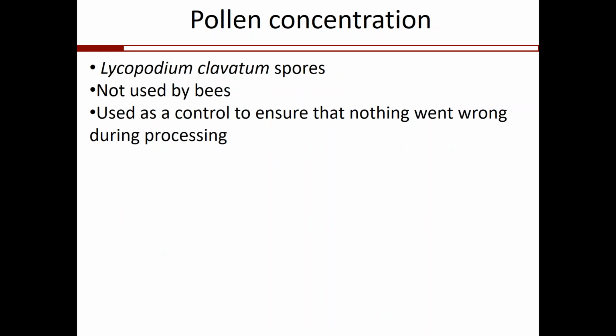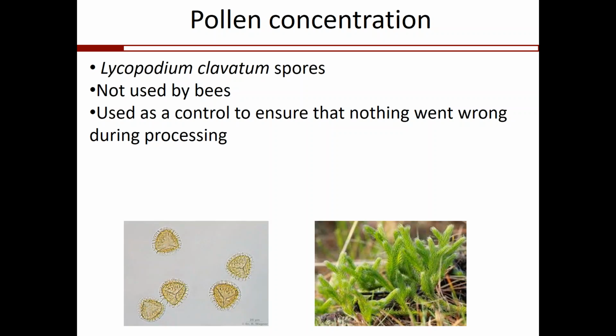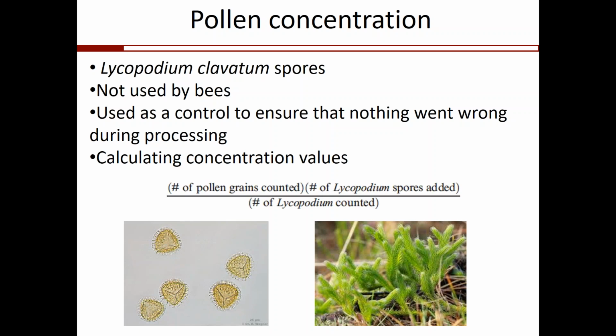So if I'm processing a honey sample and I don't see any pollen at all, and I don't see any lycopodium spores, that means something went wrong on my end while I was processing the sample. However, if I see no pollen, but I see lycopodium spores, that tells me that the honey sample just had no pollen. So this is just to make sure that what we're doing is correct. These are your spores and the plant it comes from.